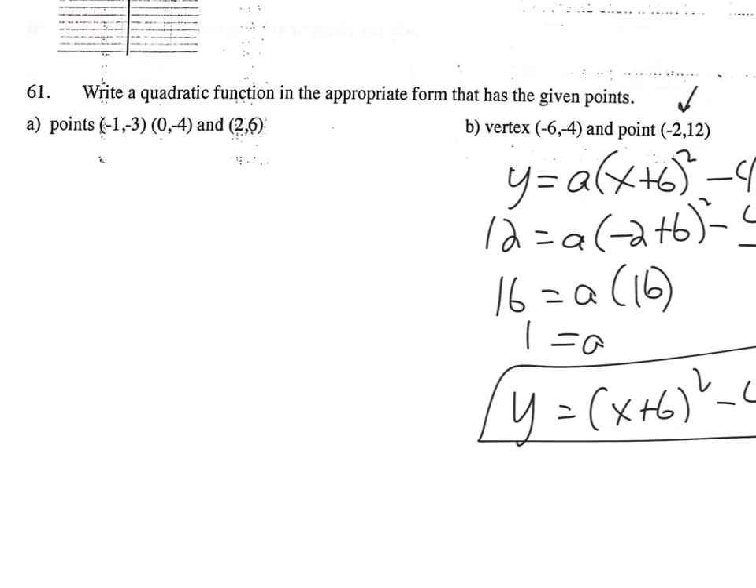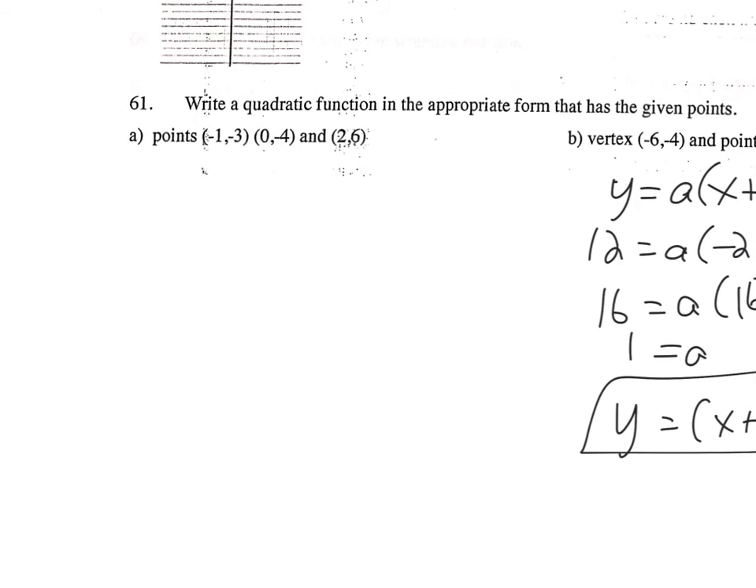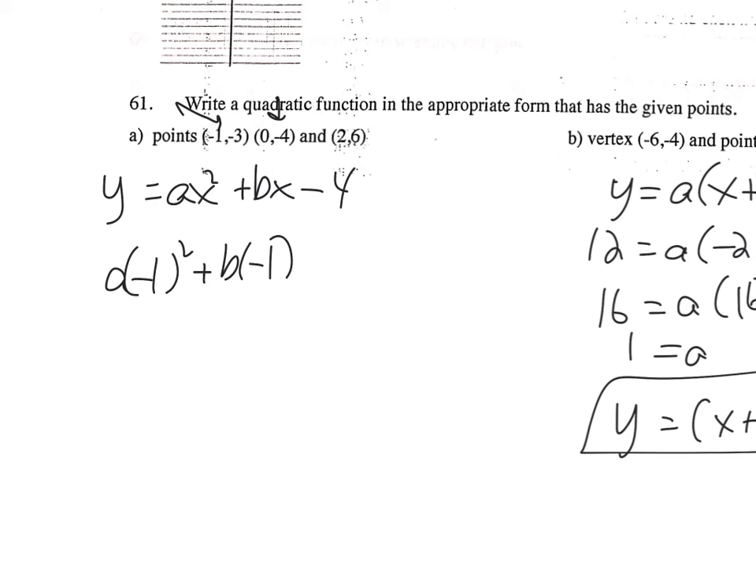Let's look at that first one again. What I know is that the y-intercept is negative 4. So if I start to write this, y equals ax squared plus bx, I know my last term over here is negative 4 for sure. And I also know it goes through these points, so I'm going to plug those in. Let's do the x first. I'm going to do a times negative 1 squared plus b times negative 1 minus 4 has to equal the y, which is negative 3.